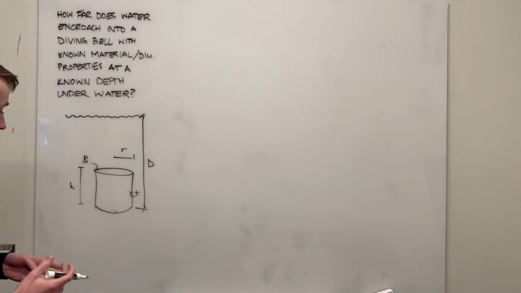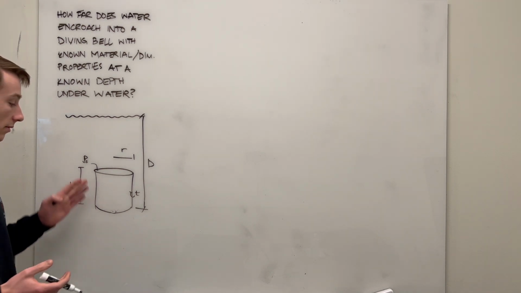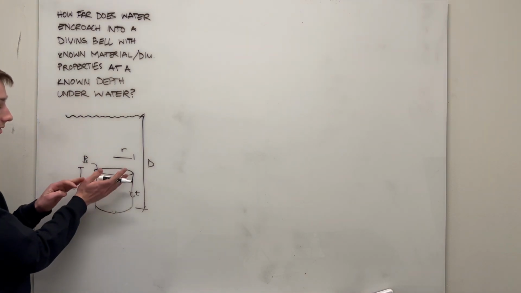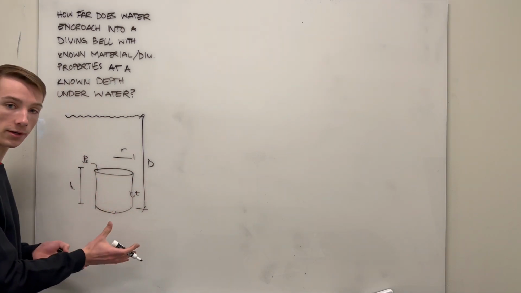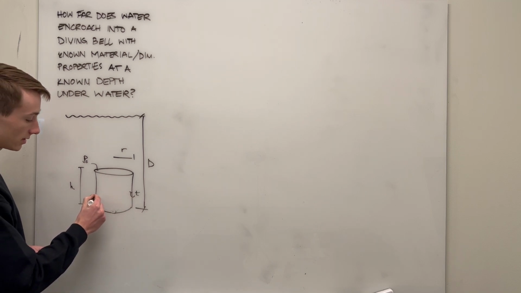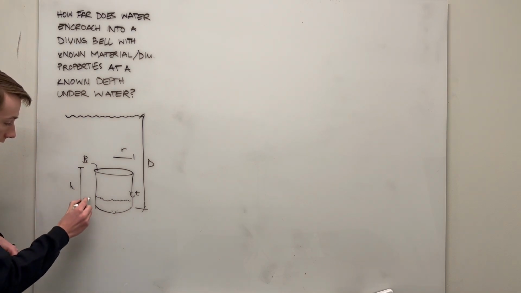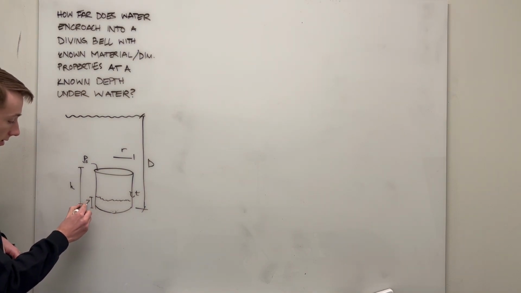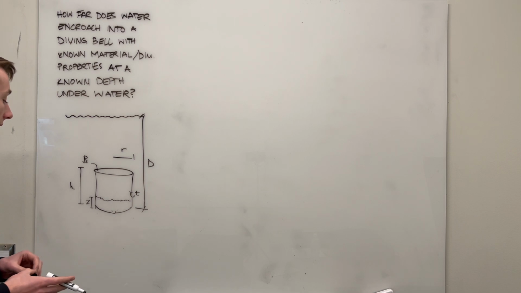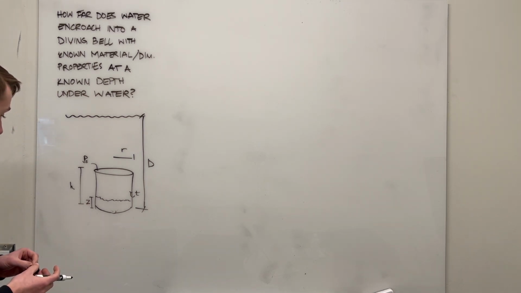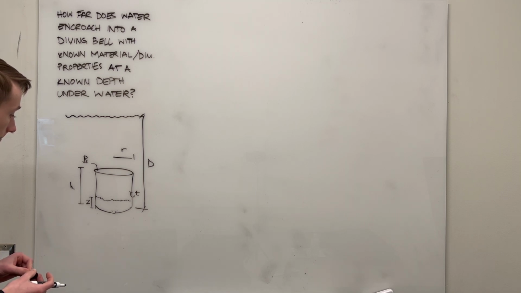Additionally, some of the other things that we're going to draw in here will help us solve this a little bit better. Like I said, there's going to be some air inside this, but as you go deeper, the water is allowed to encroach in the diving bell. So let's say it encroaches some amount like this, and we're going to call this distance Z. This is what we're going to end up solving for, this Z value, at the end of this video. And what else do we need? I think that's really all we need. That should be enough to get us started.